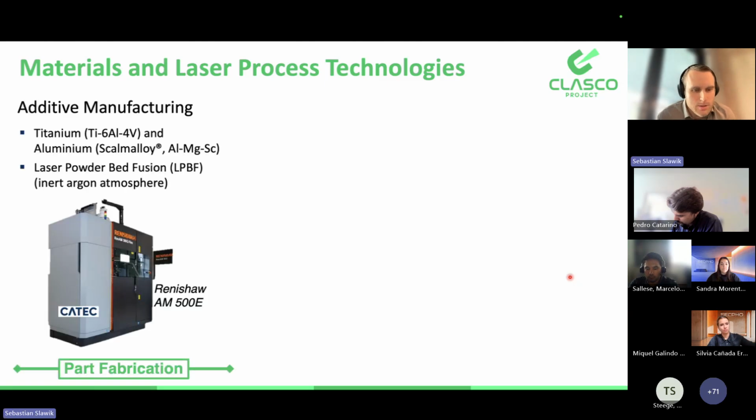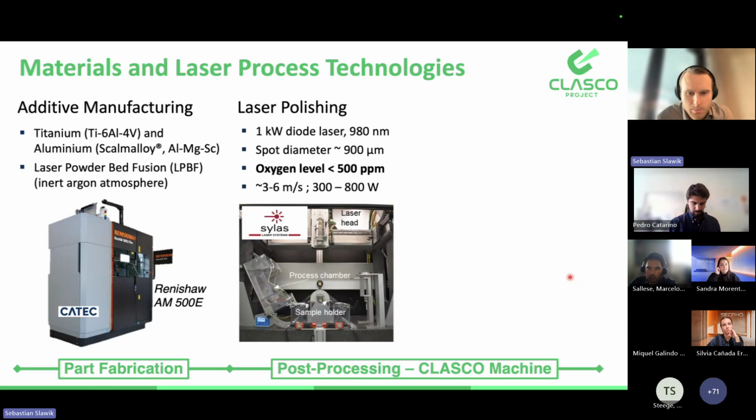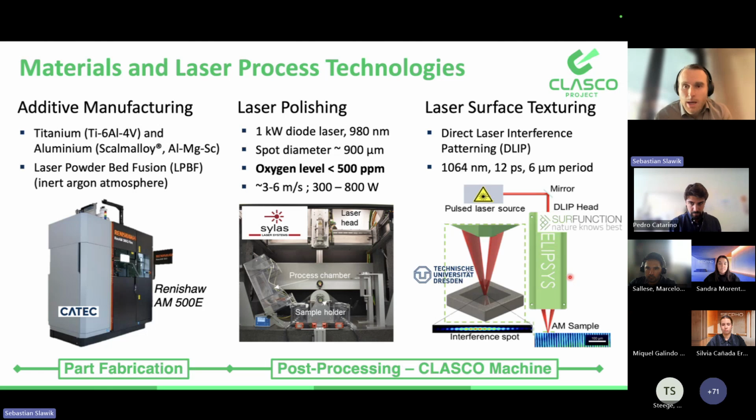As I said, our 3 processes consist of first the part fabrication. It is selective laser melting or laser powder bed fusion in an inert argon atmosphere. We produce titanium and aluminum alloys there. Afterwards, we have the post-processing. This is happening in the Glasgow machine, which you can see here, basically the inner part of it from Sila's laser system. There we do first the laser polishing with a reduced oxygen level in an inert chamber, as you can see here. And secondly, we have laser surface texturing.